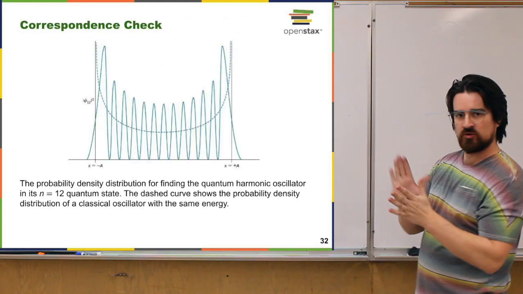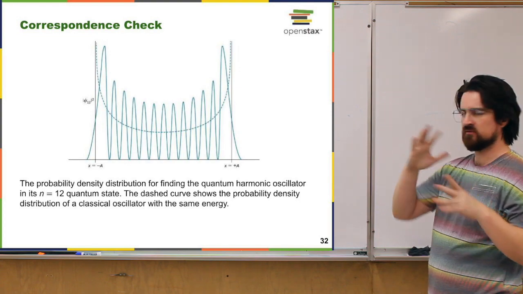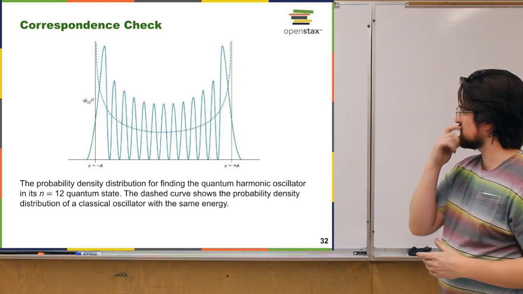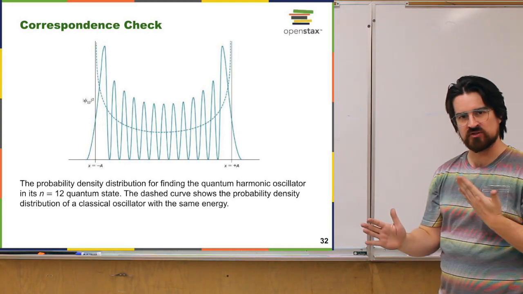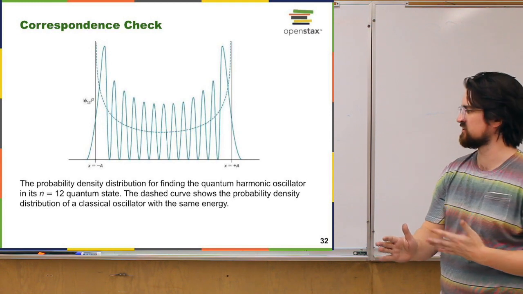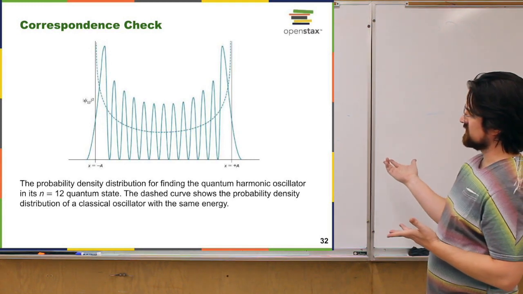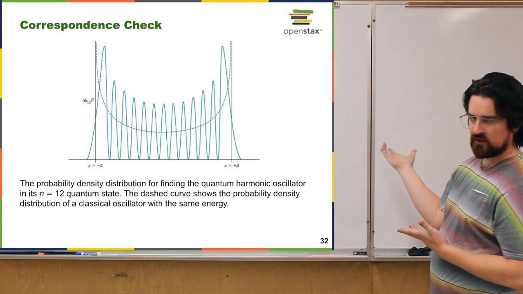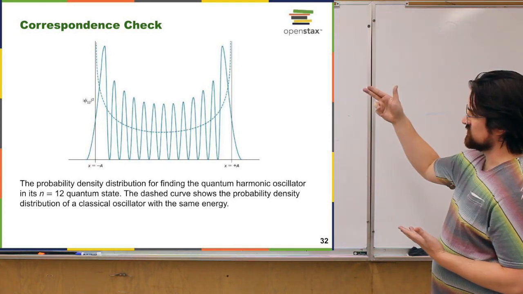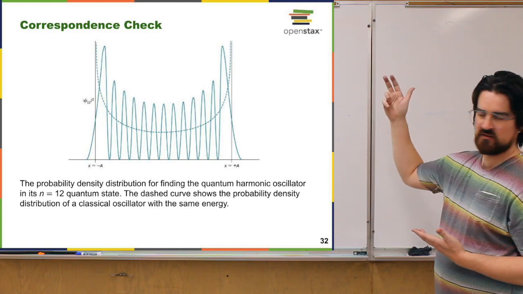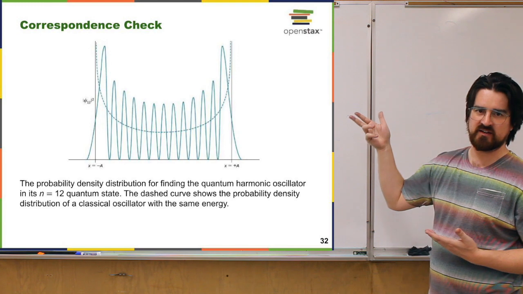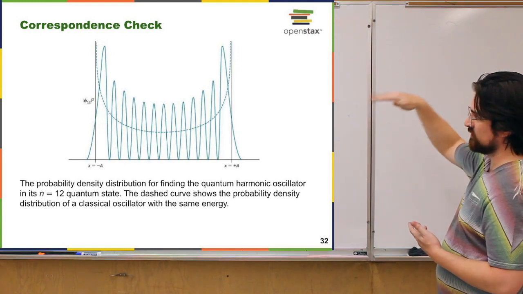Let's give a quick little correspondence check, right? We want to make sure that when we get to classical regions, we still get classical results. Again, when you go to larger and larger quantum numbers, larger and larger energies, you're getting back towards classical regions. So if we look at, say, even the 12th state, n is equal to 12 for our wave function, and this is showing the magnitude squared of the 12th energy state, then this is the picture we get. This is the probability density.